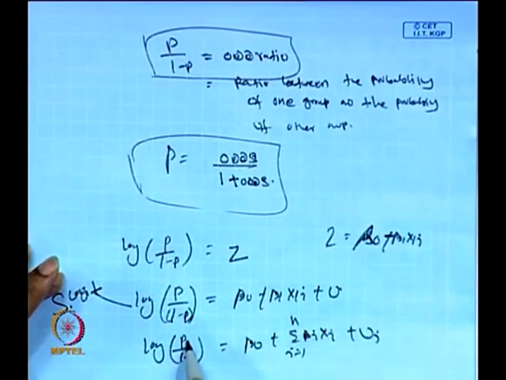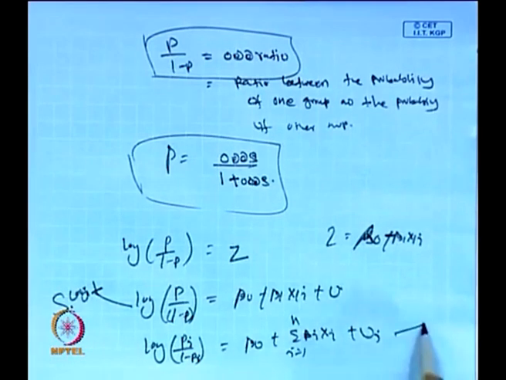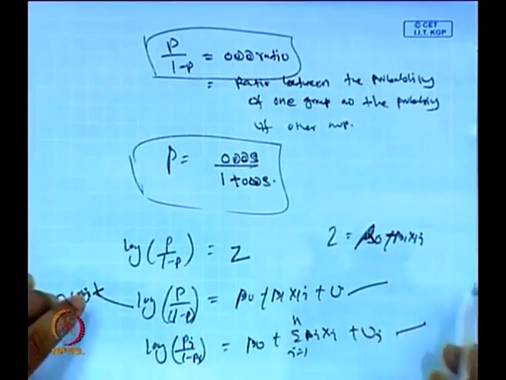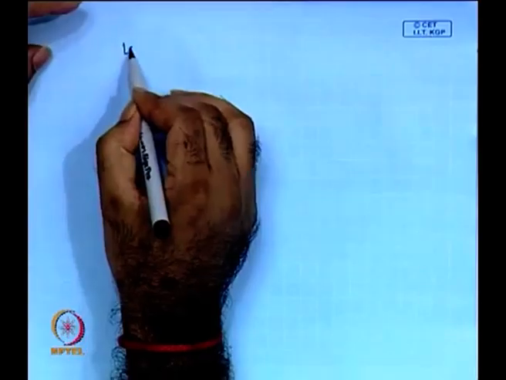Okay. So, this is the multivariate logistic model, and this is the simple logistic model. That means you just summarize.